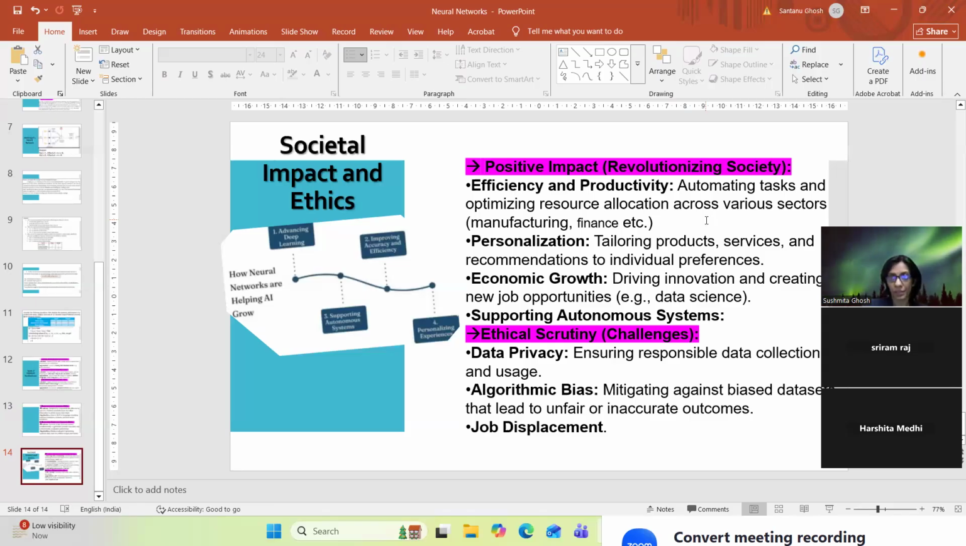That is the fear that if you are not AI enabled, you don't know how to handle them, you are really not in the picture at all. So professional world में यही change आएगा majorly. So automating task and optimizing the resource allocation across various sectors, everywhere, not only any particular one, everywhere.